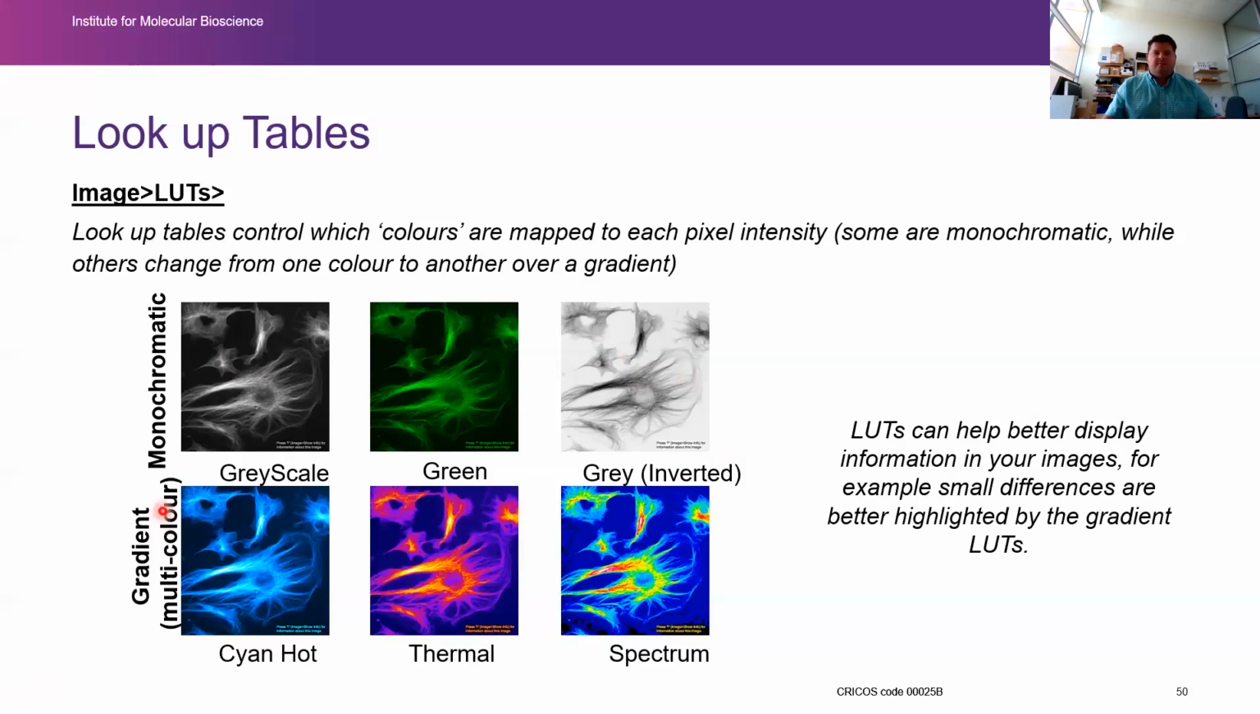There are these multicolored ones as well. So where this is going from black to white or black to green, this one will go from black through to blue to white. And in this case, in this thermal lookup table, you go from a bluey purple through to a white hot, through purple and yellow and red. Likewise, the spectrum one goes through all colors of the spectrum.